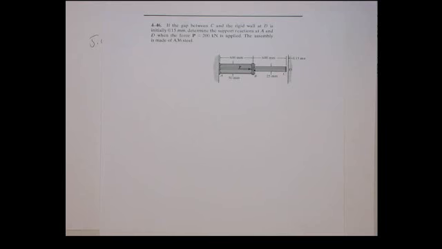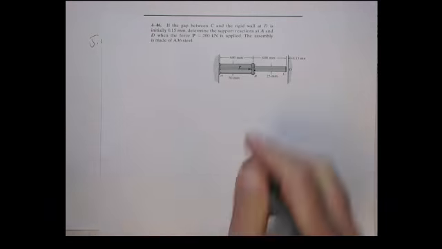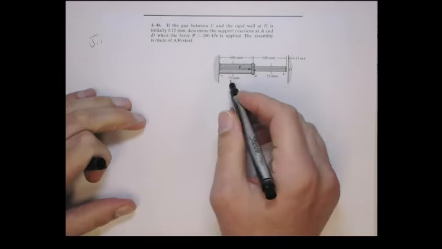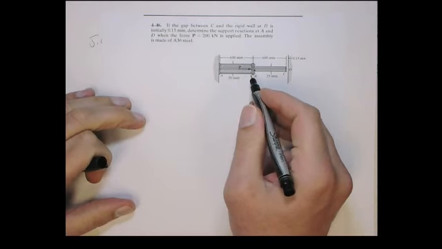Okay, in this problem, I'm going to solve 4-46 in Hibbeler. So this is a statically indeterminate problem, except it's a little different flavor. I guess it's hard to find different varieties of this, but here's one. So here's a stepped axial structure.